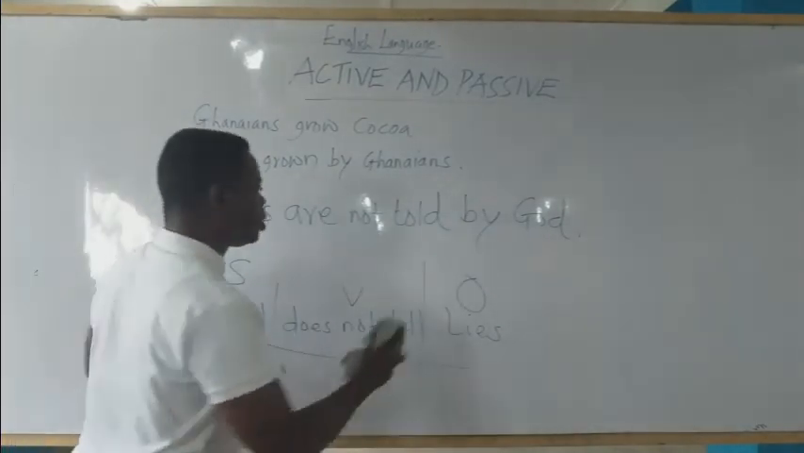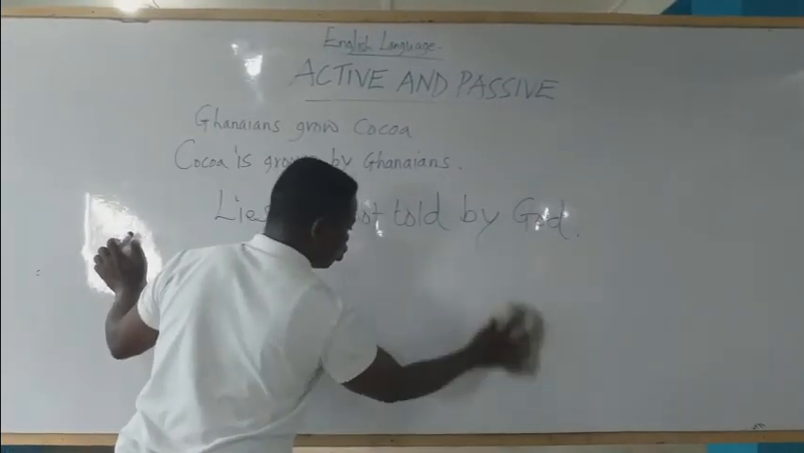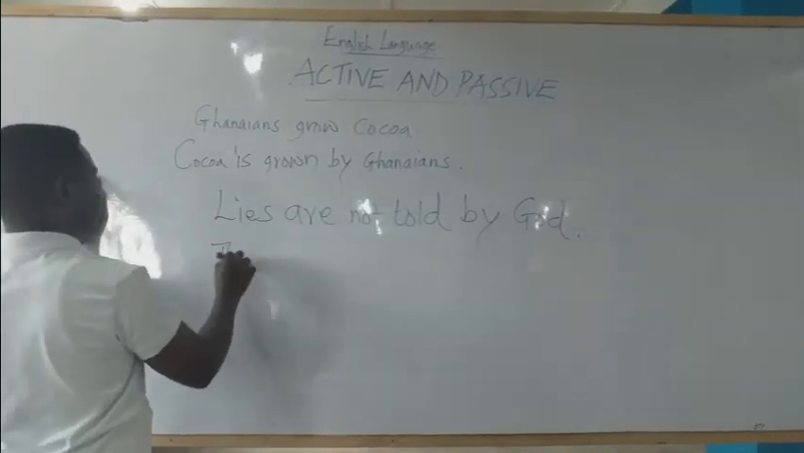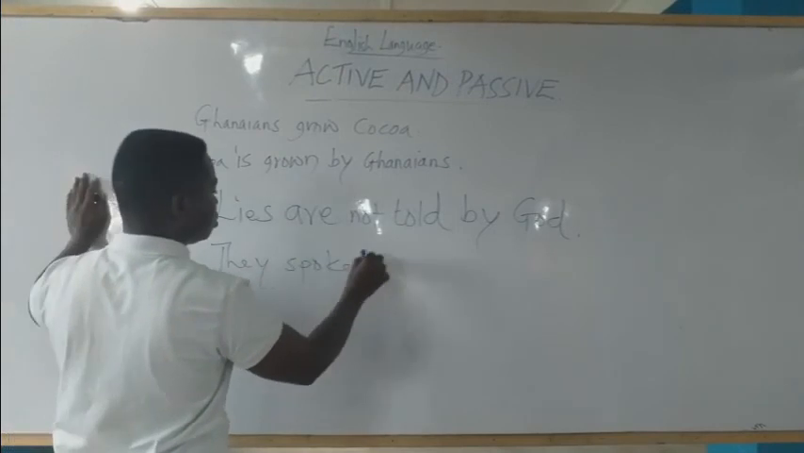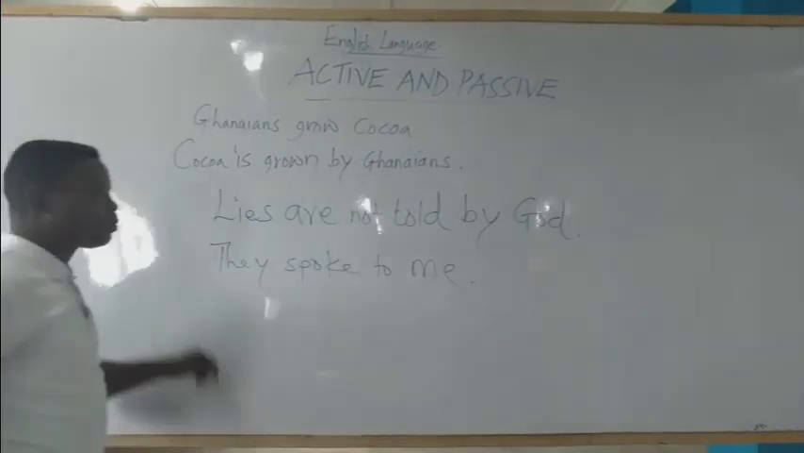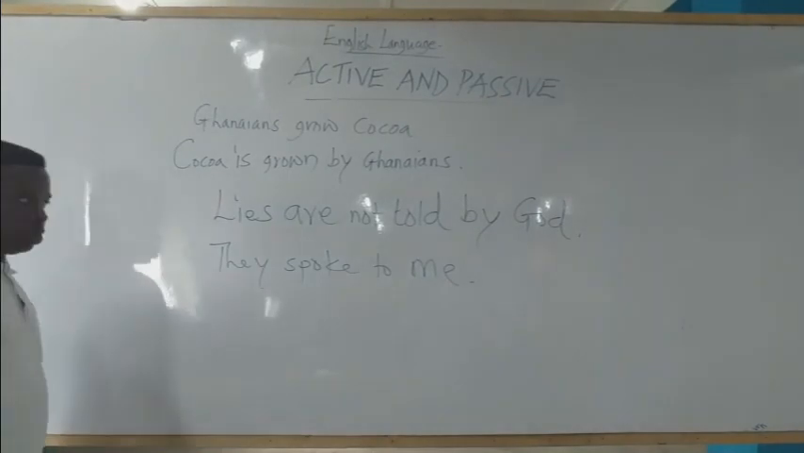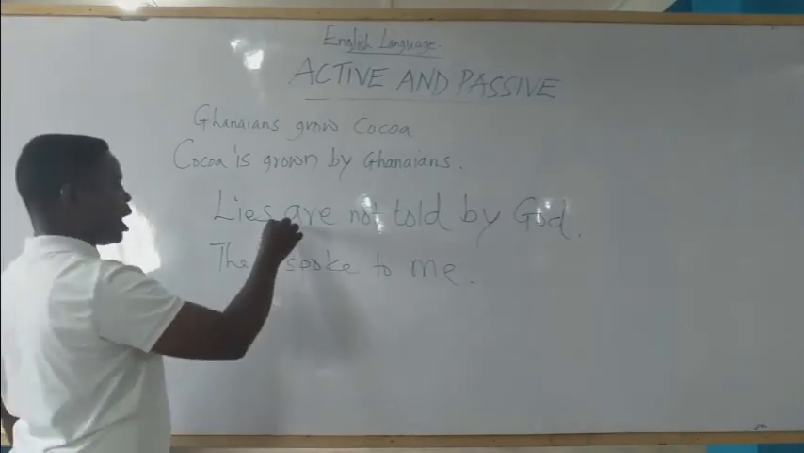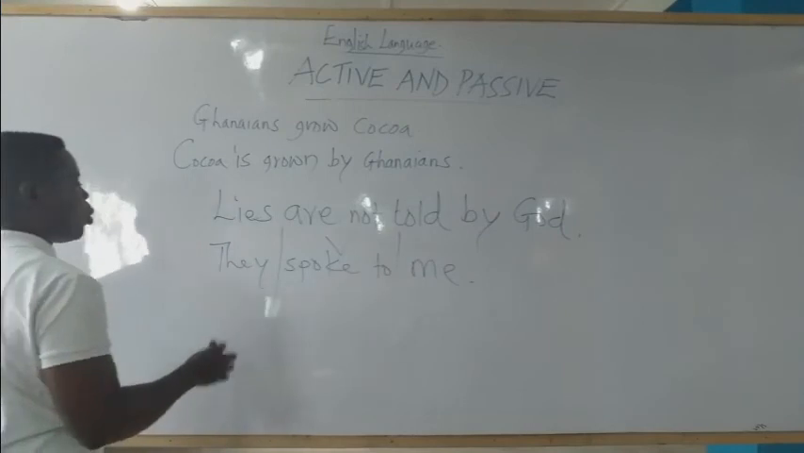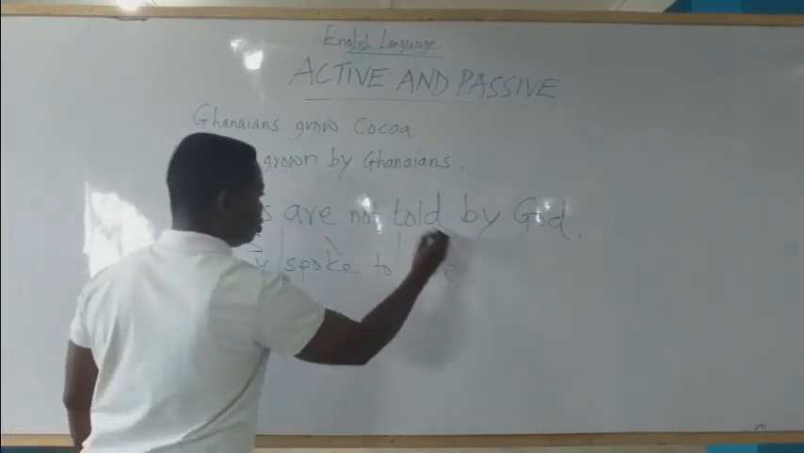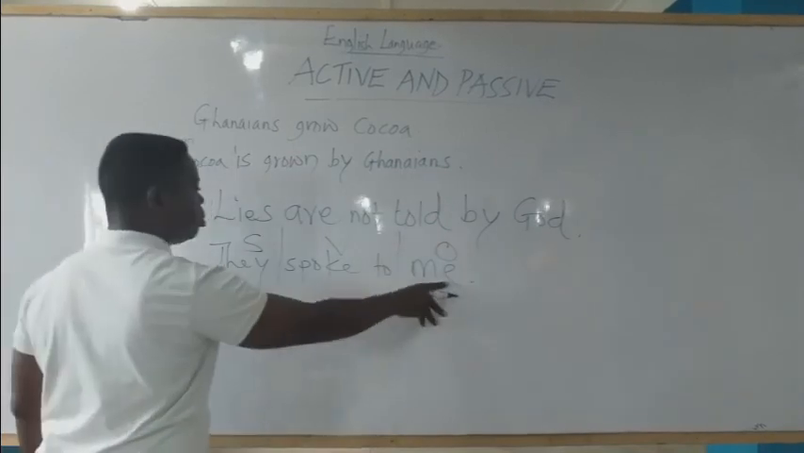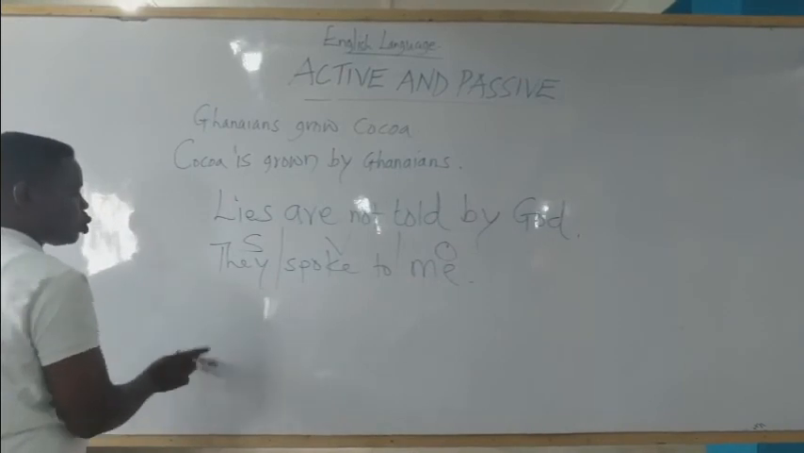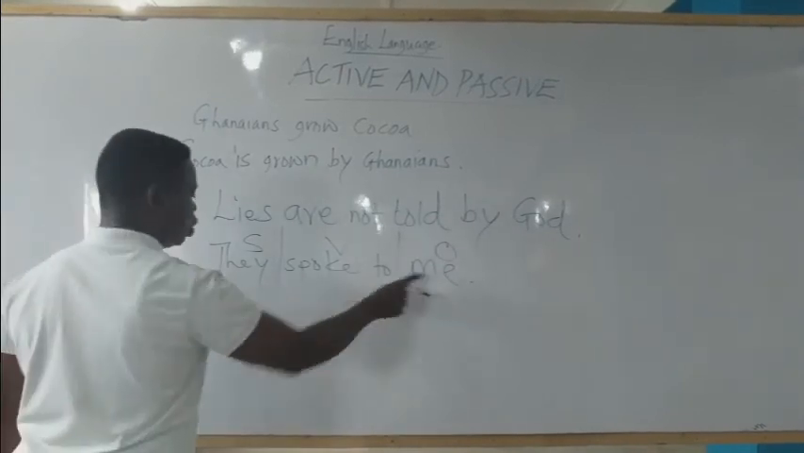Exactly. Okay. Let me give you one more example, a complex one where we have to change the pronoun. If I have "They spoke to me," that's the active form. Then we have to change the sentence to passive form. First, identify the verb: "spoke to" is the verb. "They" is the subject. Then "me" is the object. So when you transfer "me", an objective pronoun, to the subject position, it becomes "I".